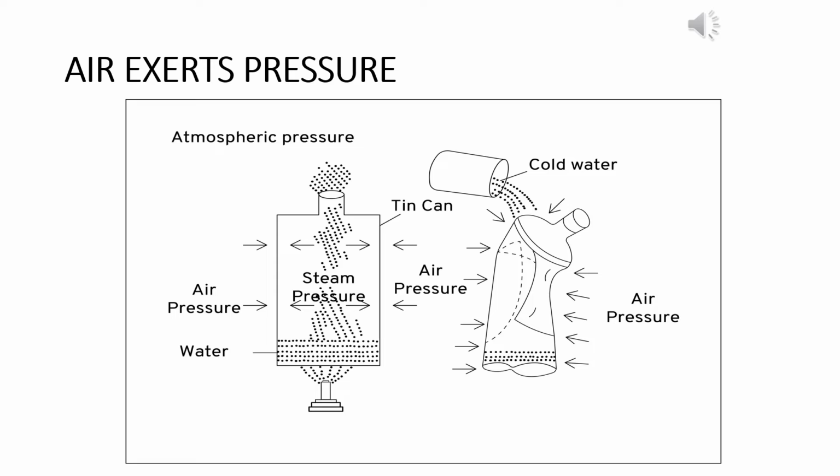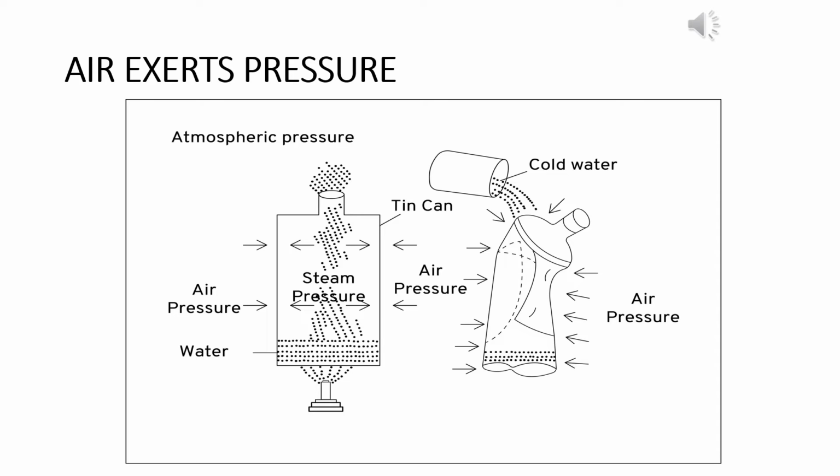Since air expands on heating, it exerts a lot of pressure inside the tin can, which becomes equal to the air pressure applied on the tin can from the outside. So the tin can will be in perfect condition because the inside pressure and the outside pressure are equal and cancel each other.